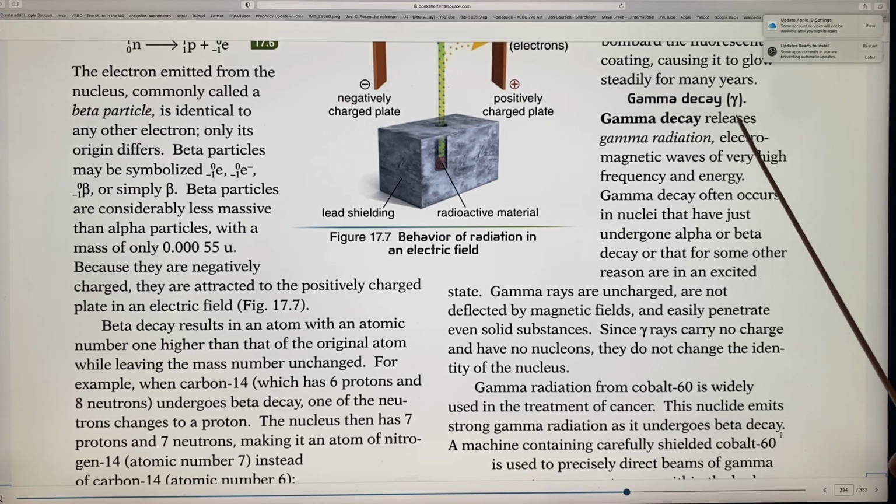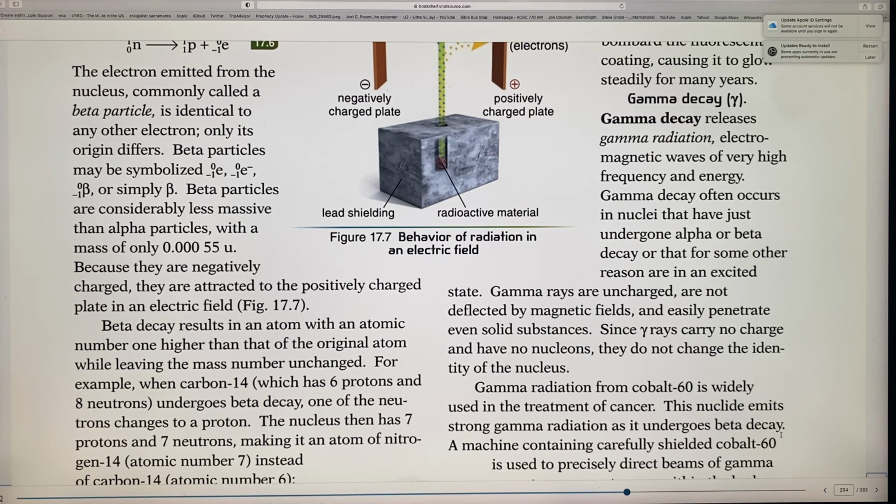It looks like a Y, that's the symbol. I think you might need to know that. Gamma, that means gamma. Gamma radiation are electromagnetic waves of very high frequency and energy. We know them on the electromagnetic scale, don't we? And gamma decay often occurs in a nucleus that have just gone over alpha or beta.